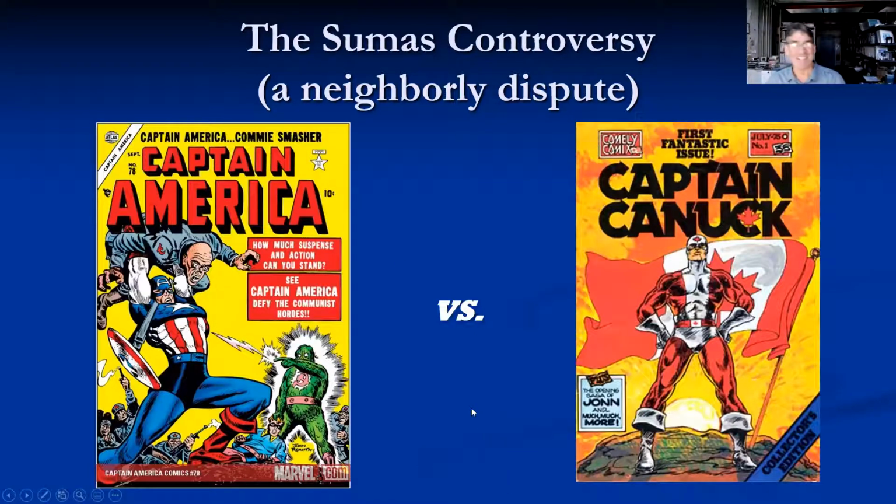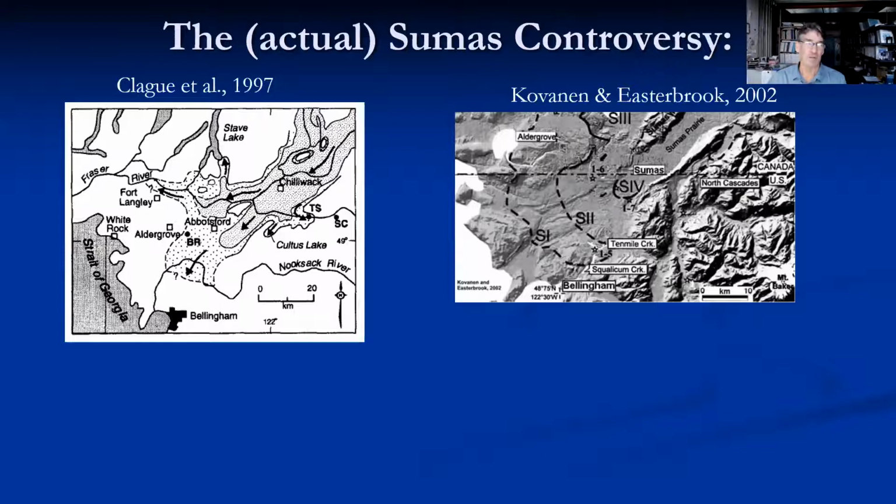And I don't know if any of you guys, I knew there was a Captain America, but I'd never heard of Captain Canuck. So maybe that's my ignorance, but I just sort of Googled it, and well, they came up with a Captain Canada. But that's not the real controversy.